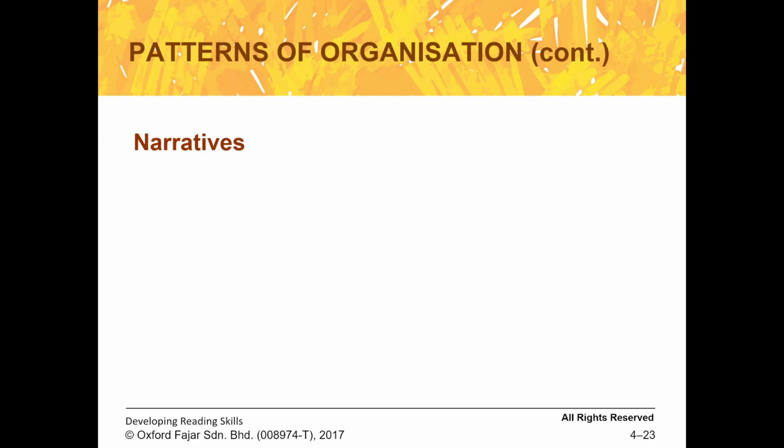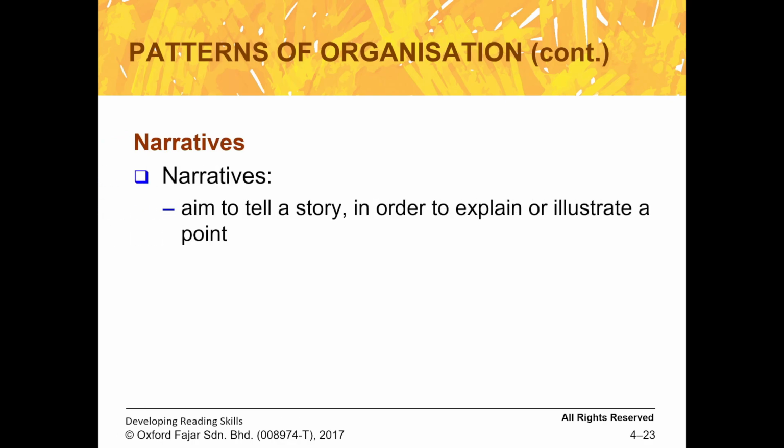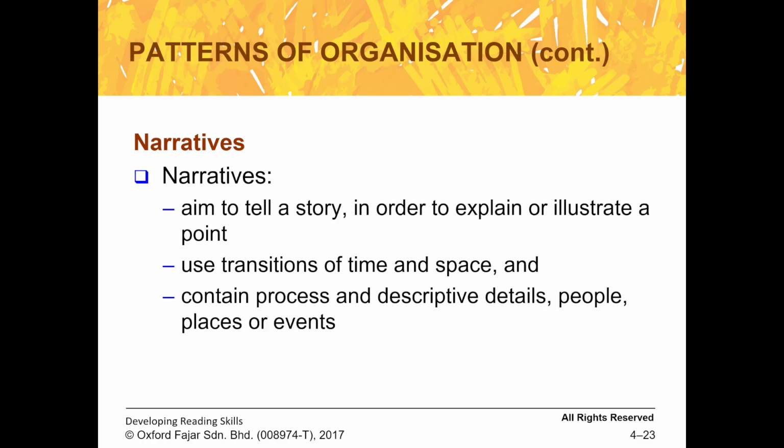So the first thing, narratives. Narratives aim to tell a story or to explain or illustrate a point, meaning that you want to talk about a particular story or topic. So you use transitions of time and space, and it contains process and descriptive details of people, places, or events. Because narrative is just like you are telling a story. There is a flow from what happened to what happened and then to what happens next. Okay? So that is narratives.